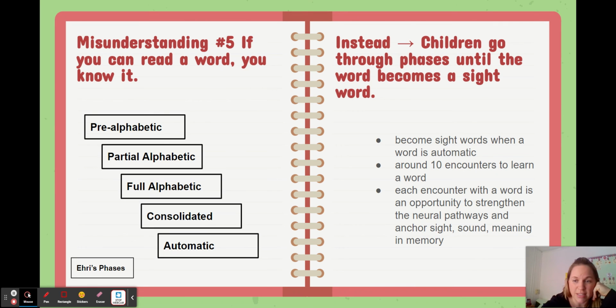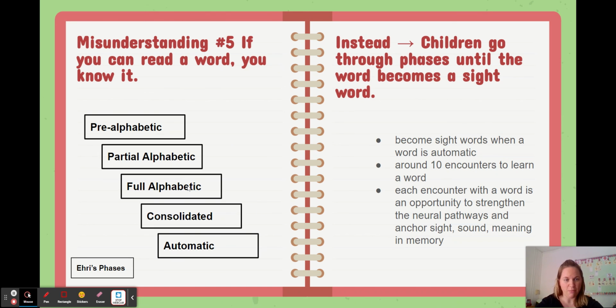The different phases, I don't know how to say this guy's name, Ehri is what I'm going with. But these are the five different phases that they go through. And the examples that they give us, in that pre-alphabetic phase for example, they see the sign library. That's a library because they know it's a library. They look at a picture and see the first letter of the word library and it says, that says library.